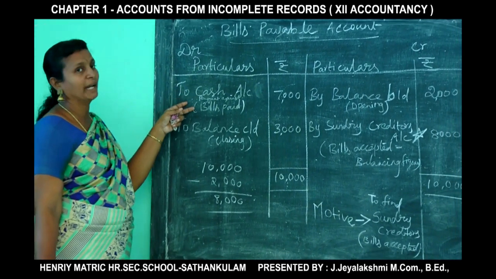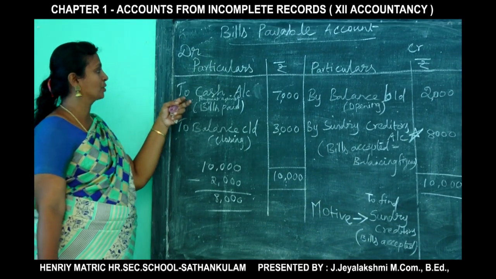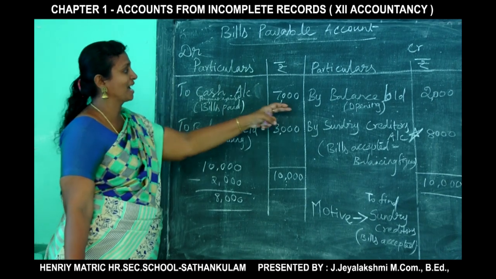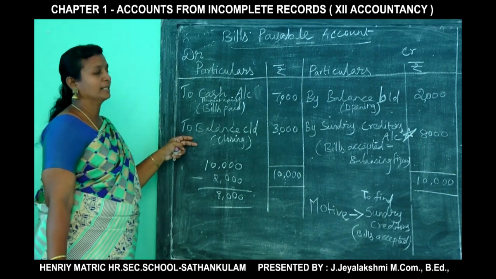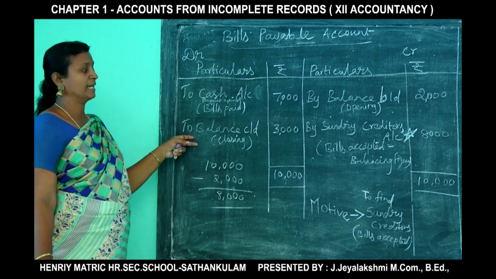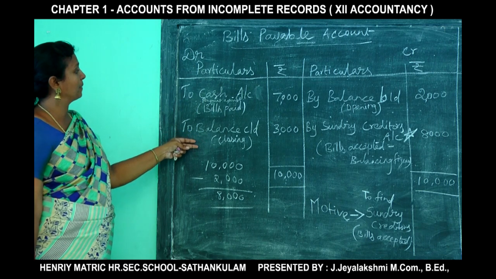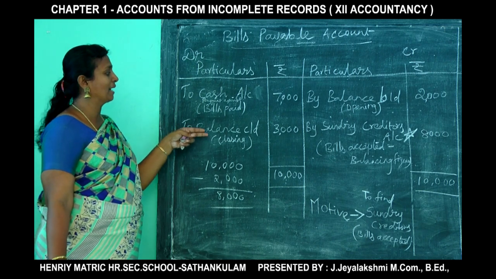Now on the debit side, we have to take the bills paid amount. That is nothing but the payment against bills paid. So we have to take cash account, 7,000. Then we have to take the closing balance on the debit side. In the bills payable account, we take the closing balance to the debit side, so we have to write to balance carried out.